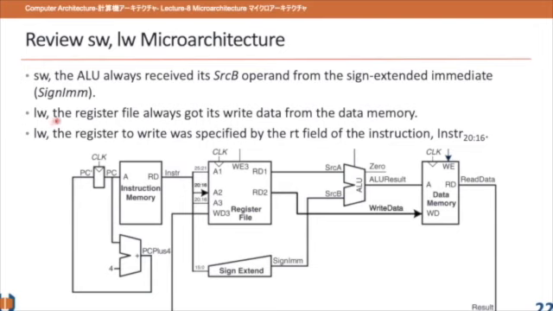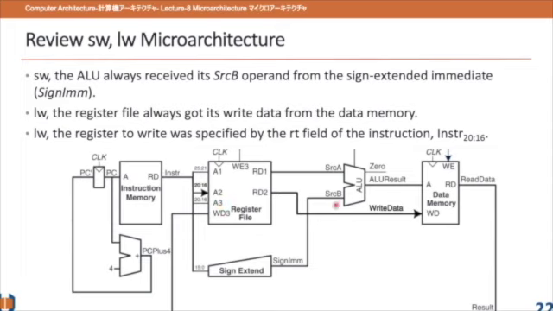Another thing is, in load word instruction, the register file always gets its write data from the data memory. So whatever is in the data memory comes here and is written directly through this port. Also in load word instruction, the register to write was specified by the RT field of the instruction, bits 16 to 20 here. So this is the common thing for store word and load word.